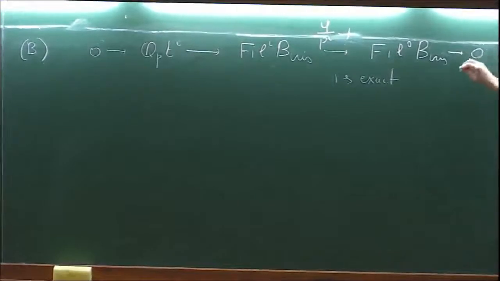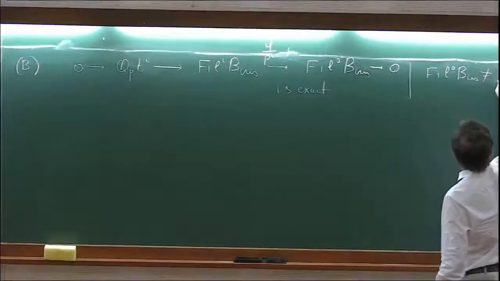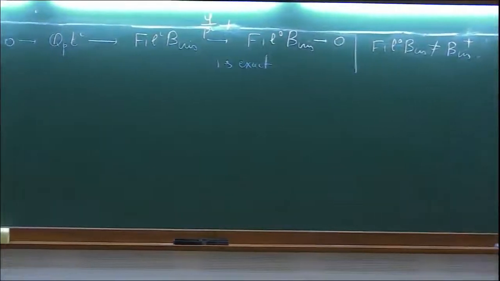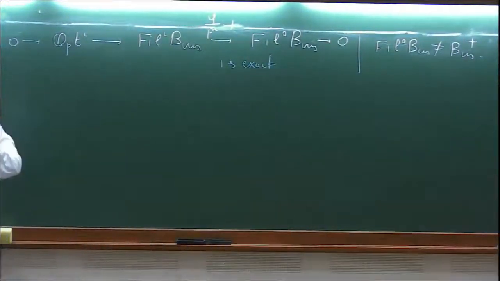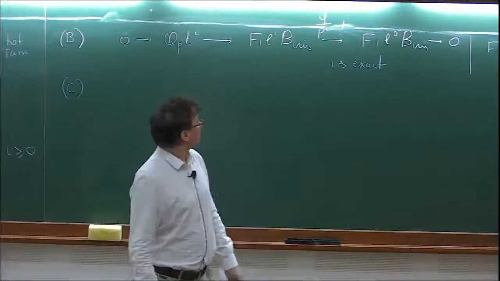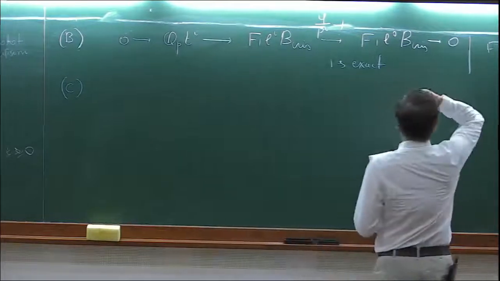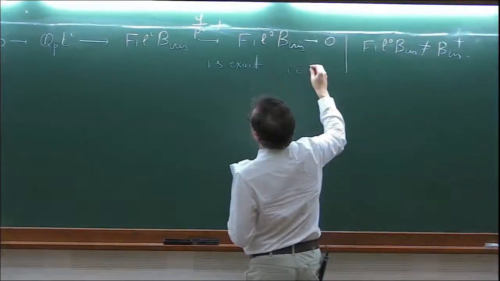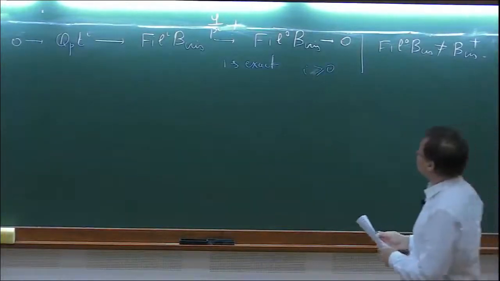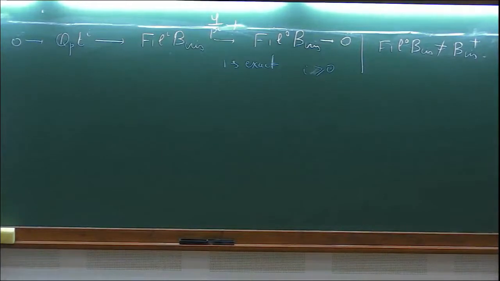Some warning. Fil^0 B_cris is not B_cris^+. Here, again, any positive i. This is just Frobenius minus 1.